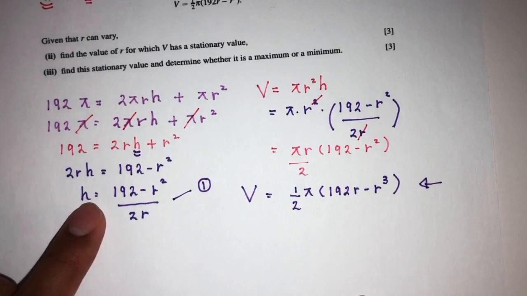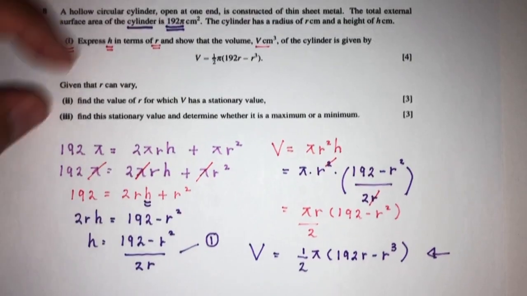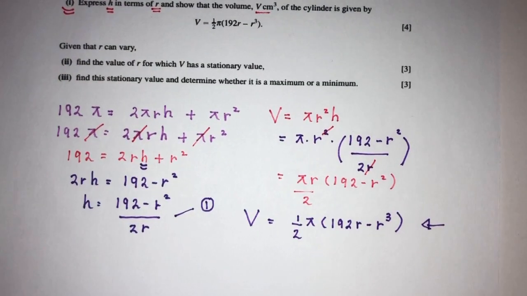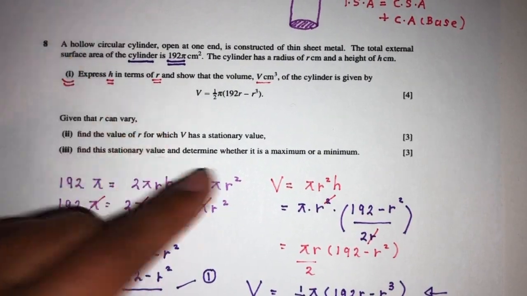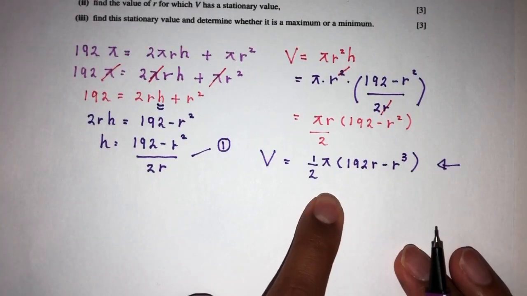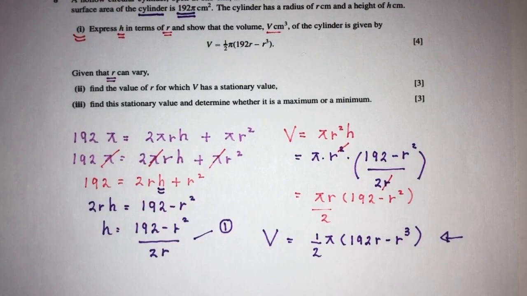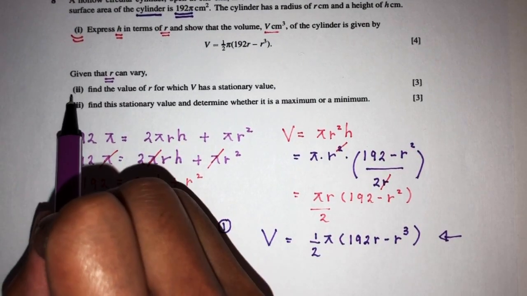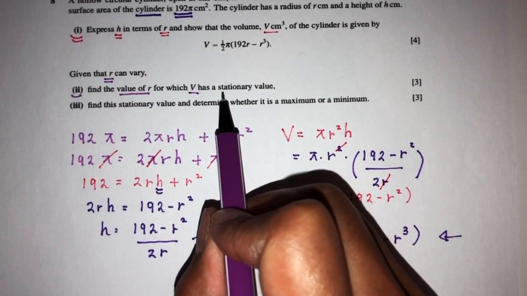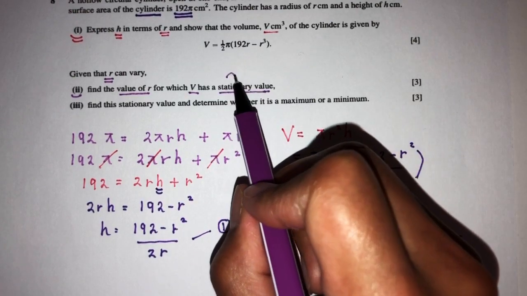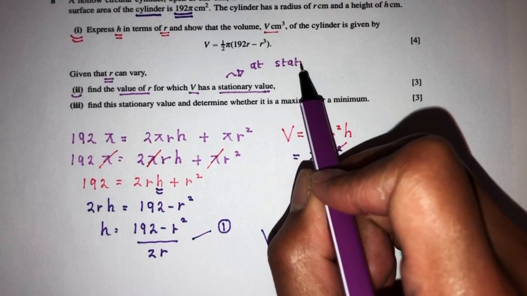Now again, I think it was just sheer luck that we had to do this, but as you can see, we always use the given information and proceed step by step and see what is the easiest way we can express something in terms of something else. Now it just happened that here we have to do h in terms of r, and then solve this to show the result as required. Now for part 2, we are given that r can vary. So r, the radius, can change in this equation. Now part 2, we have to find the value of r for which V has a stationary value. Now we know what? We always have to know at the stationary value, what do we have?